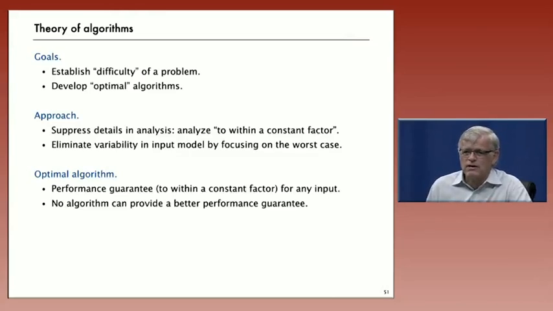Then we can talk about performance of algorithms just in terms of the order of growth. And it's actually possible to do that in a very rigorous way that has taught us a lot about the difficulty of solving problems. And our goal is to find an optimal algorithm where we can guarantee to within a constant factor certain performance for any input, because we discovered the worst case. But we also can have a proof that no algorithm can provide a better performance guarantee. I'll give a couple of easy examples of this.